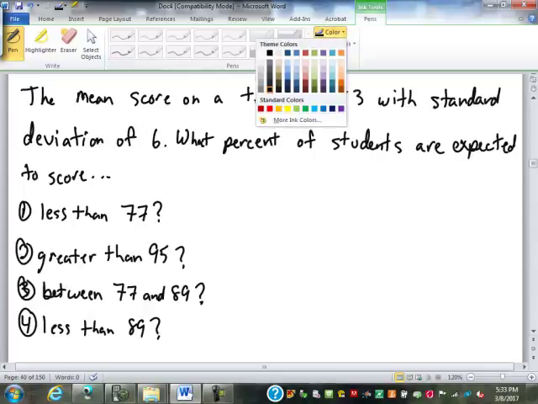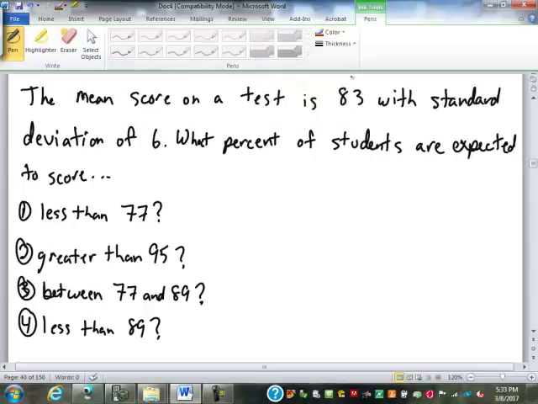Okay, so for problems like this, remember, whenever we're given a mean score and a standard deviation, and we're asked to find what percent is between these numbers, or less than or greater than, what we're looking at is a bell curve, a normal distribution, and the term we're looking for here is the empirical rule.